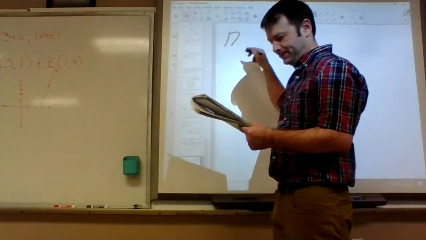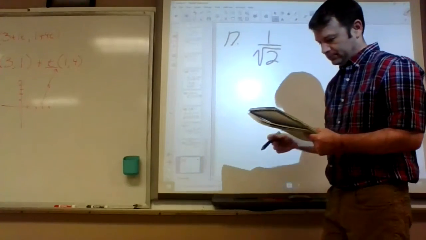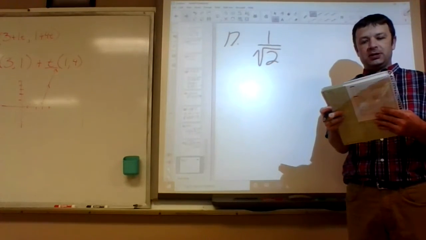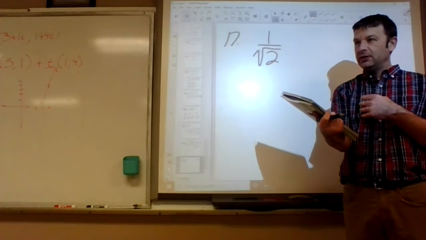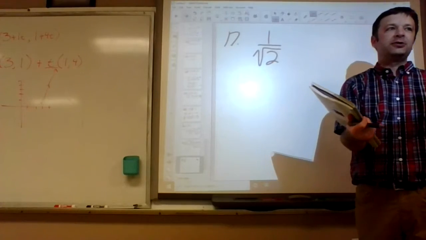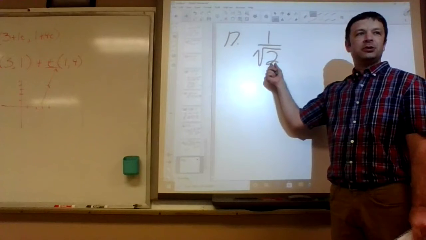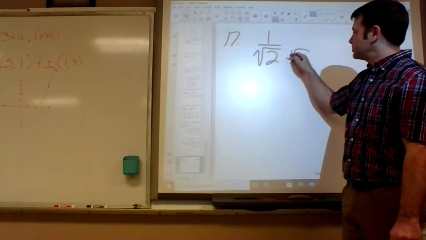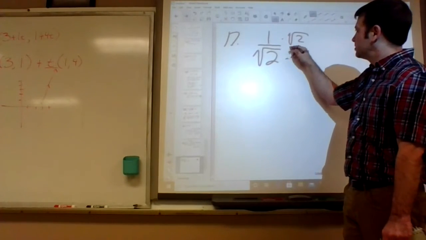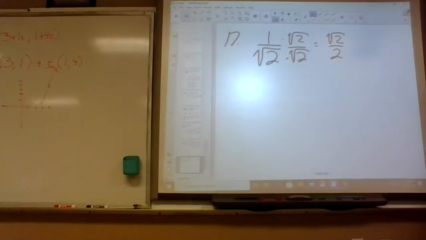Okay, what's different about number 17? What is different about 17? One of these things is not like the other. There's only one term on the bottom. So is it just times square root of 2 over square root of 2? It's easy. It's square root of 2 over 2.